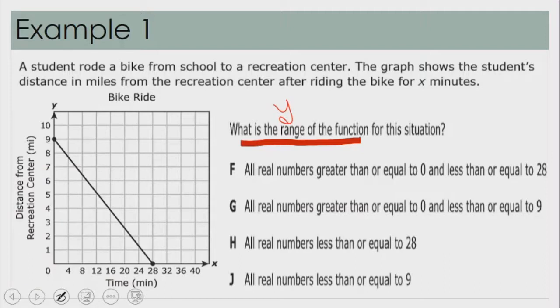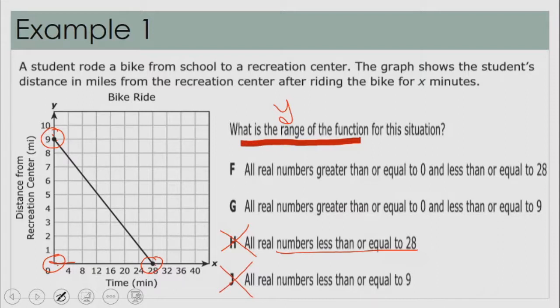So the y value in this case goes from 0, because this point is on 0, to positive 9. If you look at options H and J, this says all real numbers less than or equal to 28, so it can never be the answer. All real numbers less than or equal to 9? Yes, that's one of the points, but it also should be greater than or equal to 0. So that cannot be the answer.